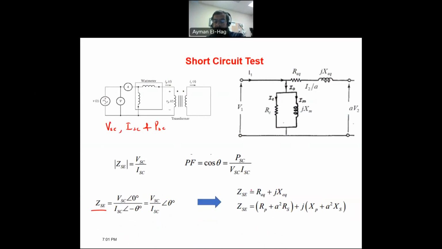And this will be equal to the R equivalent. So this is in polar format, and here is in rectangular format. This is your R equivalent and JX equivalent. And we know that this R equivalent is nothing but adding the primary resistance plus A squared times the secondary resistance when the circuit is referred to the primary, and same thing for the leakage reactance. And this is why we said that in this test we can only calculate the total resistance and the total leakage reactance. We cannot find the individual ones until we do some more complicated calculations that are out of the scope of this presentation.